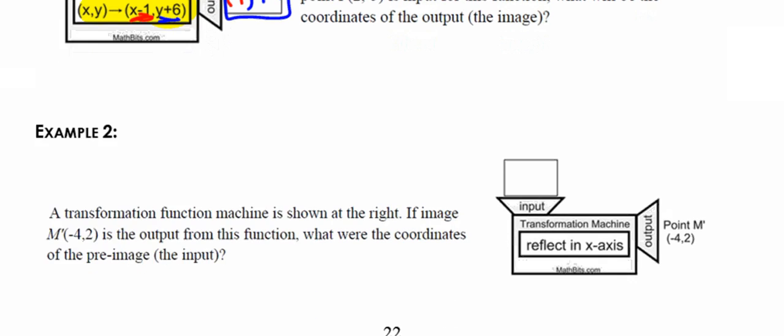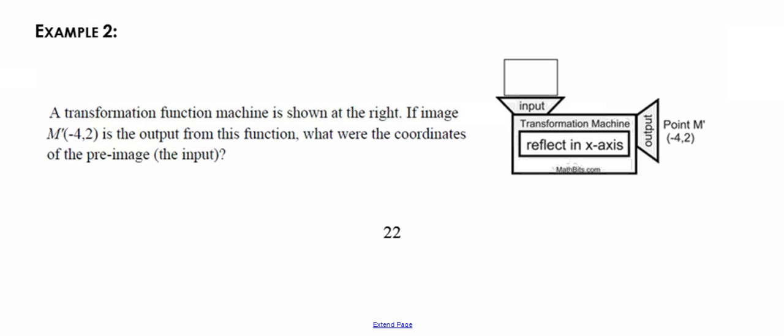All right, the last example is a little bit different. We've still got the same transformation machine, but in this case, now they're telling us the output. They're letting us know that the transformation that was performed was a reflection in the x-axis, but they're asking us to determine, in this case, the input. In other words, what was the pre-image that's going to land us at a point M prime with coordinates -4, 2 after a reflection in the x-axis?